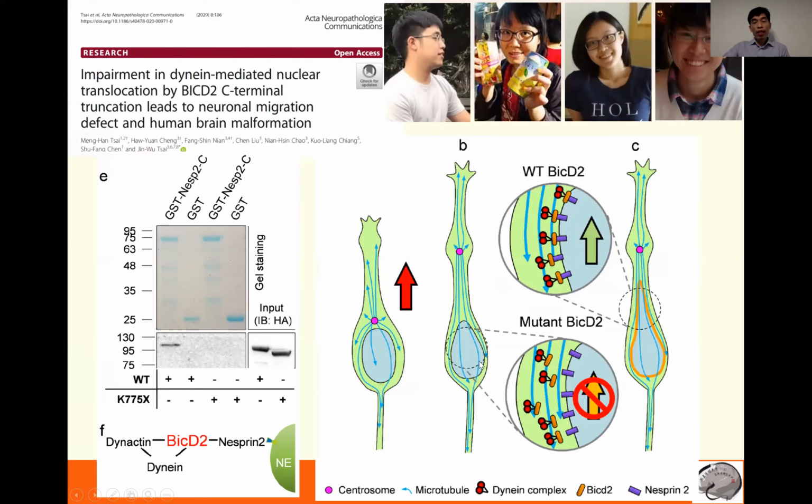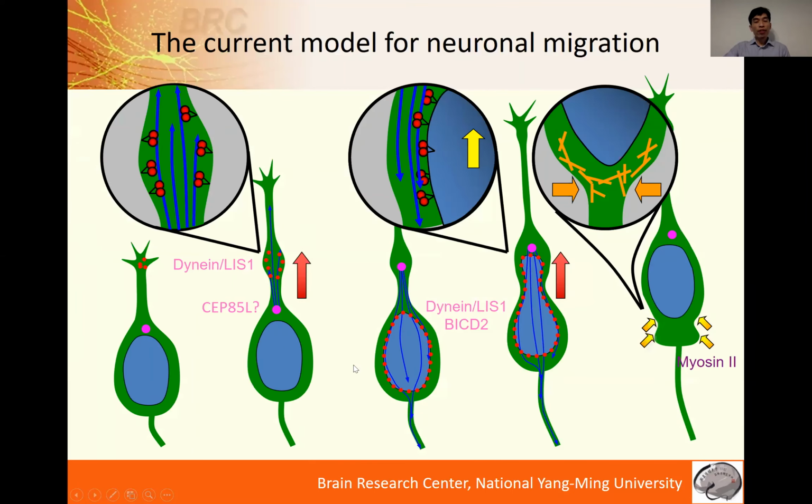Our model now is that BicD2 needs to recruit dynein onto the nuclear membrane so that the dynein can transport the nucleus forward along the microtubule cytoskeleton. If you have a mutant BicD2, although it can interact with dynein, it cannot interact with Nesprin-2. So it actually acts as a dominant negative for this gene. Okay, so this is our current model.